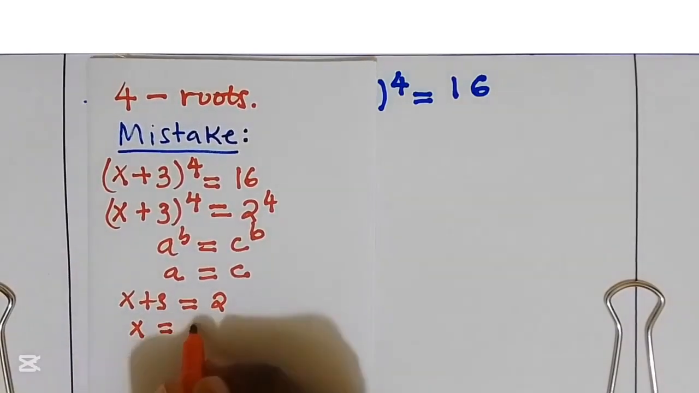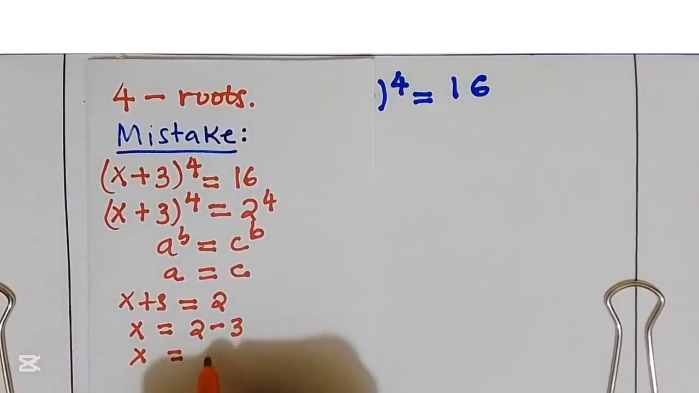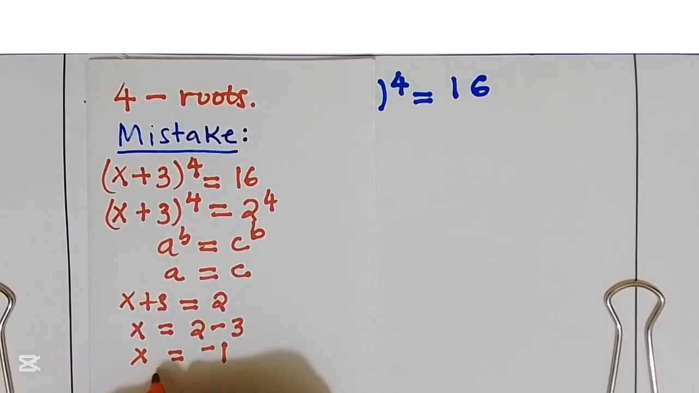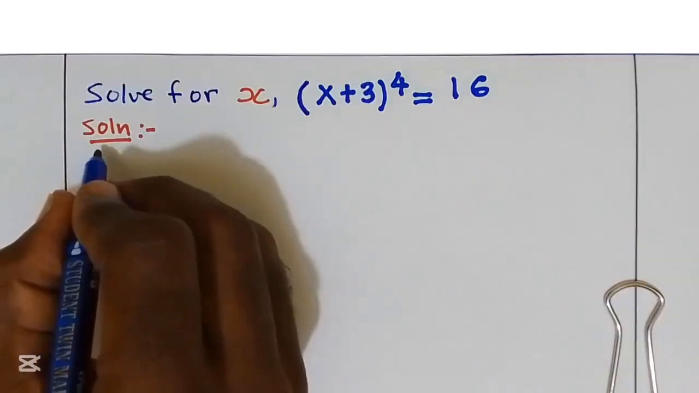x is equal to 2 minus 3. I get x is equal to -1. It is true that x = -1 is one of the roots, but they miss the other 3 roots. So we are going to rectify that problem. Let's go to our solution part.